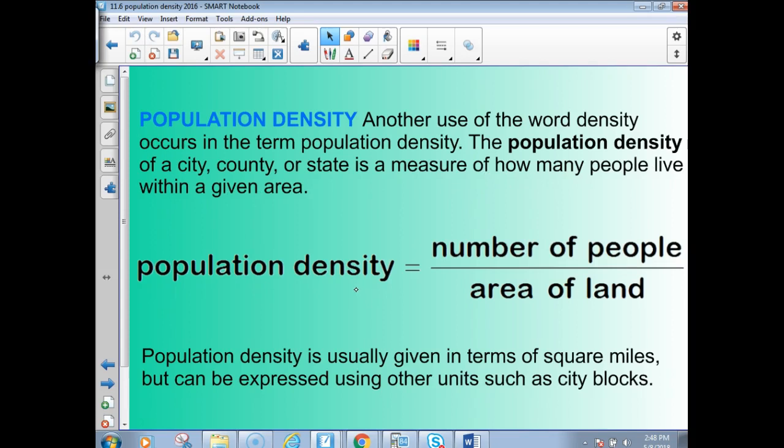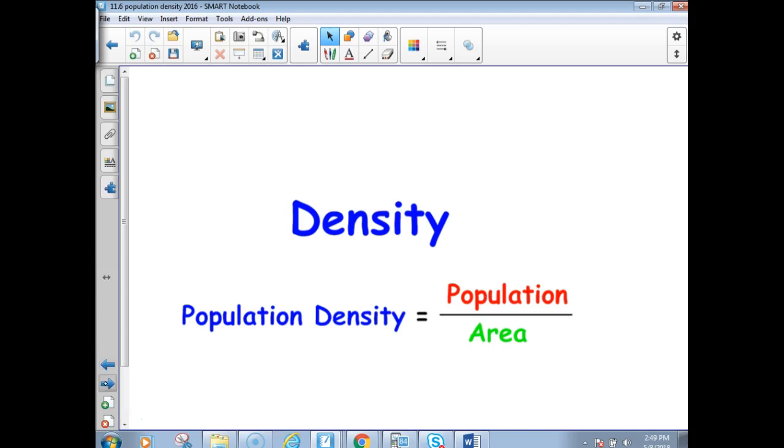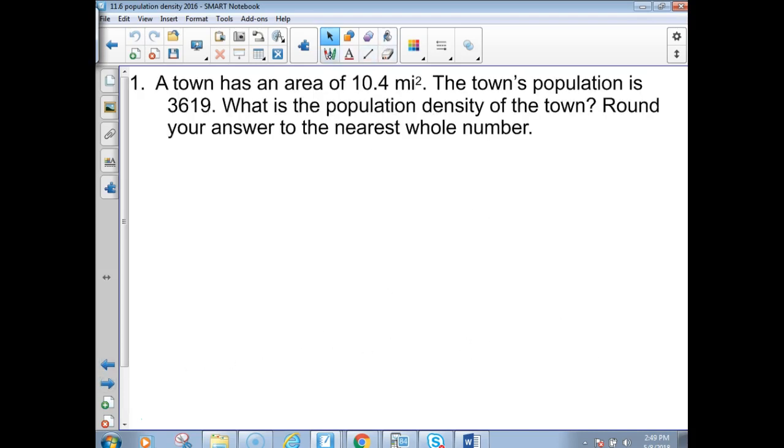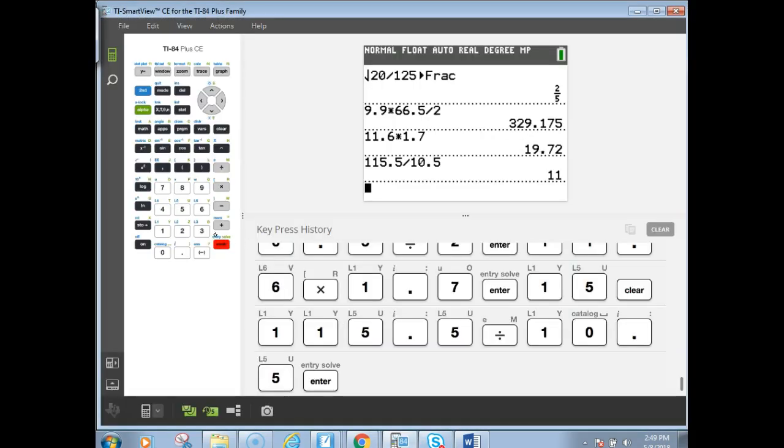So we're talking about people right now. If we say population density, it's probably the number of people divided by the area of the land. It's usually given in terms of square miles, but it also could be in other units such as city blocks. So it's population divided by area. Let's do it. If we've got a town with an area of 10.4 square miles, the population is 3,619. You take the population and divide it by the area, 10.4. Your answer is going to be in people per square mile.